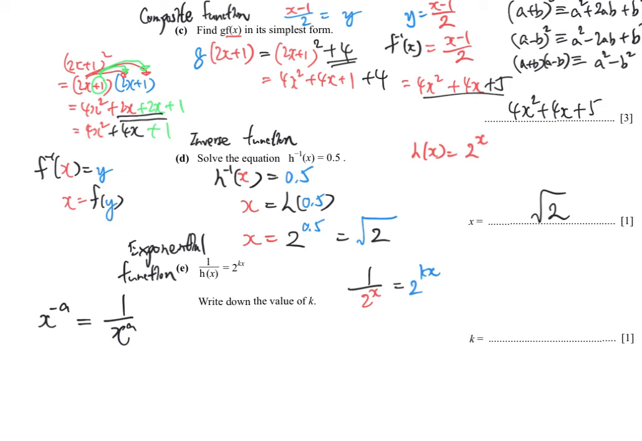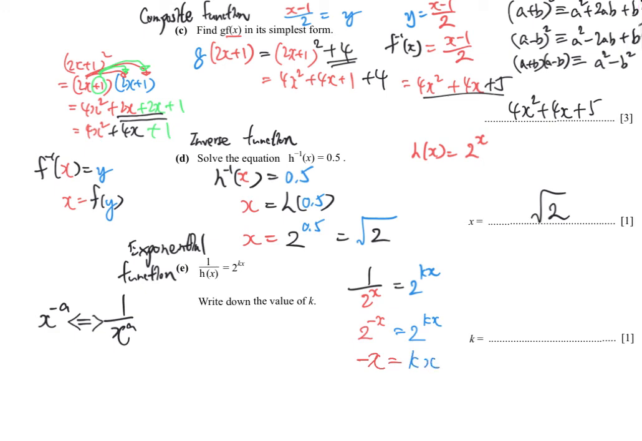So this time we will do it reversely. Right? Actually, the 1 over x to the power a can be written back as x to the power of negative a, like this. Right? They can interchange. So here, for the 1 over 2 to the power x, I will make it into 2 to the power negative x, which is equal to 2 to the power kx. So you can see the base is the same. They are 2. So you can just equate the index. So the negative x will be equal to kx.